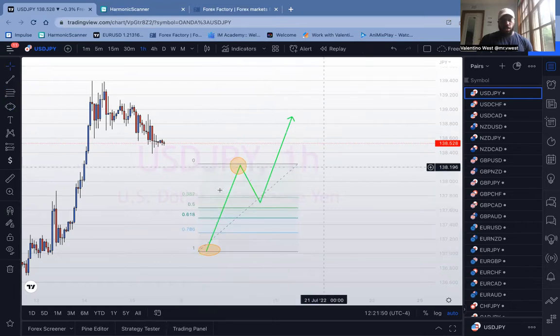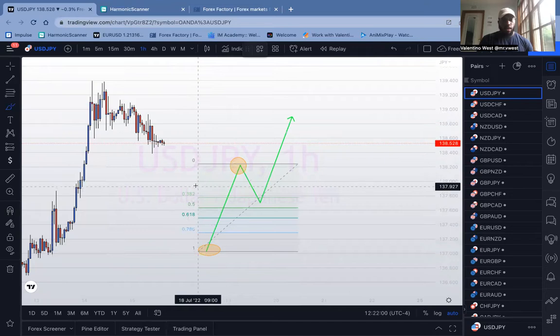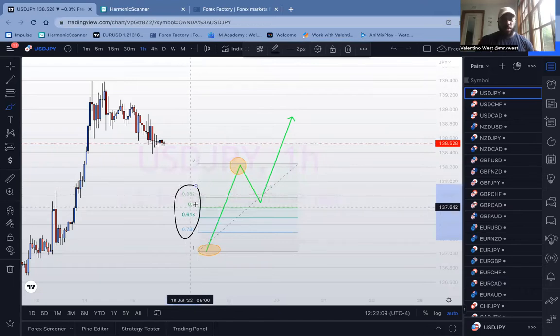These are the three key points. Well, there's actually four key points. These are the four key points that we are going to be looking for the market to be retracing or pulling back to. Okay. And it's going to be the 382, the 0.5, the 618, and the 786.